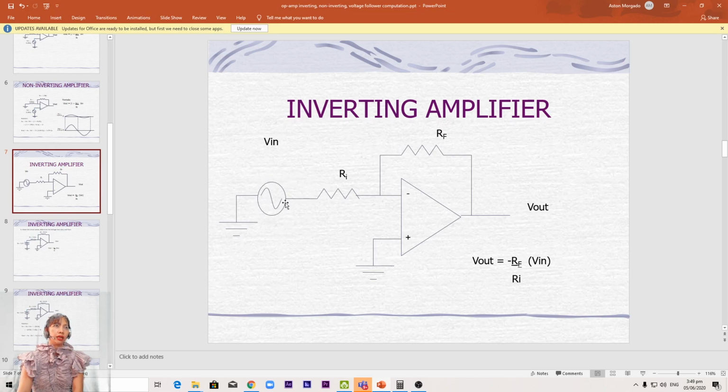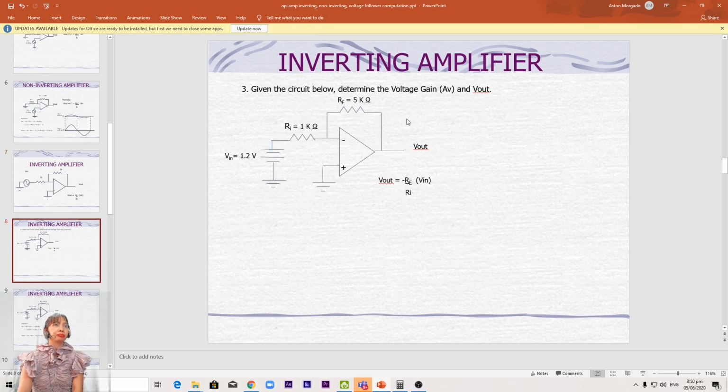Since the V in here is connected to the negative input, that makes it inverting, with the formula of negative RF over RI times V in. Okay, let's have an example.